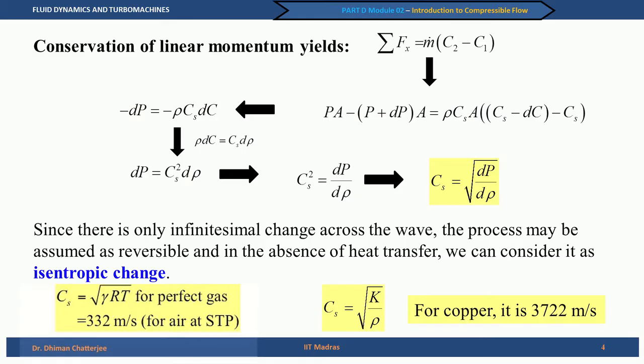So, what we find is that the more compressible the medium is, the more easily the medium can be compressed, the lower the speed of sound. And it can also be shown that for an ideal incompressible medium, there is no change of density, and hence the speed of sound goes to infinity.